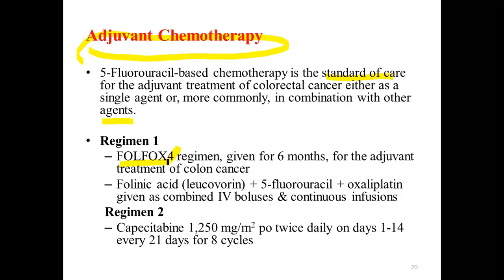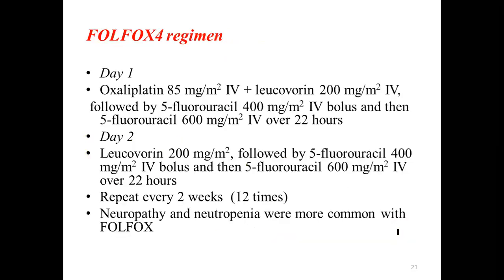The FOLFOX regimen is usually given for 6 months for adjuvant treatment of colon cancer. Remember, folinic acid is also known as leucovorin, then 5-FU and oxaliplatin, which can be given in combination with IV bolus and continuous infusion. This is the most common treatment regimen. Sometimes oral capecitabine can be given, day 1 to day 14, then repeated every 21 days, as an alternative regimen in case the patient cannot tolerate combined chemotherapy.